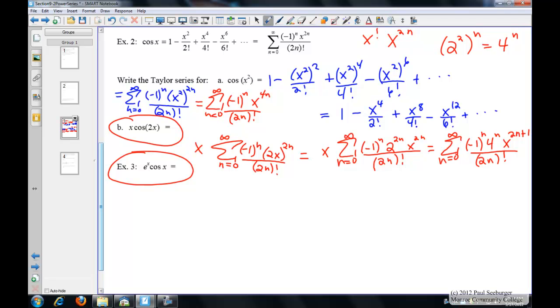But you could certainly put this into the 2x, and then you could end up multiplying the x into it, and you'd see how it would actually change each of those terms by 1 power. It would increase each one by 1 power.